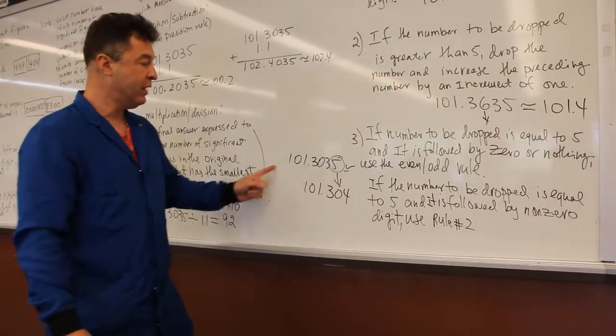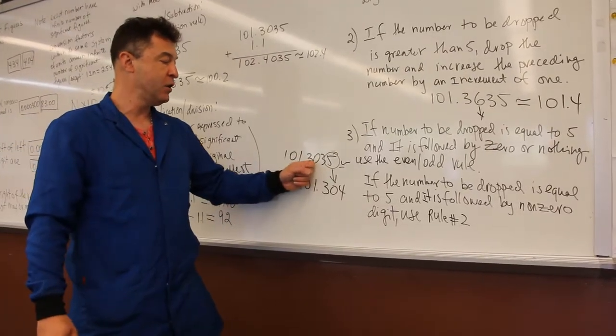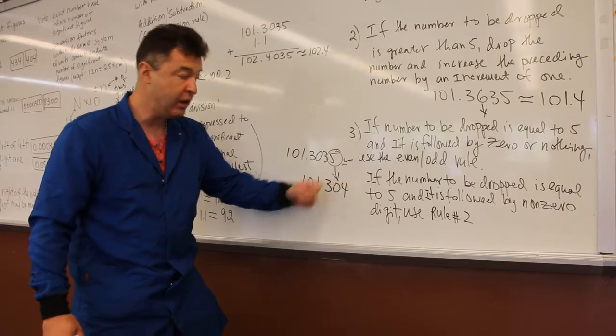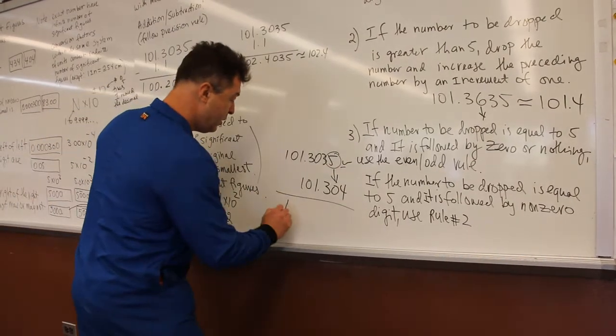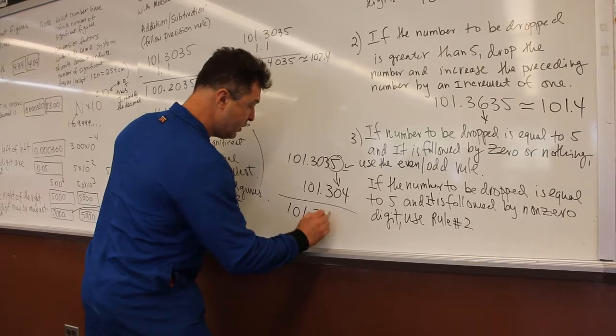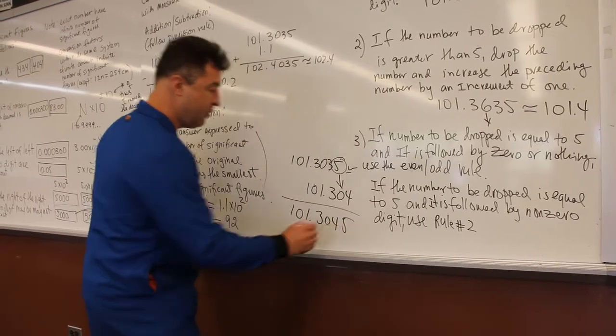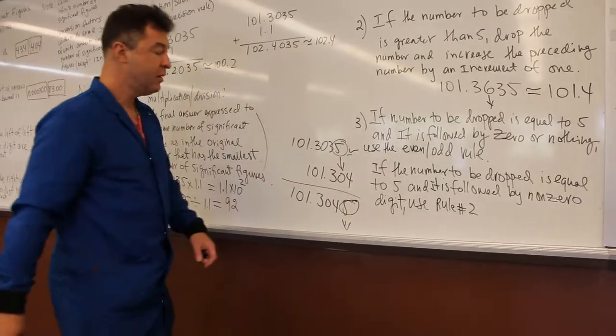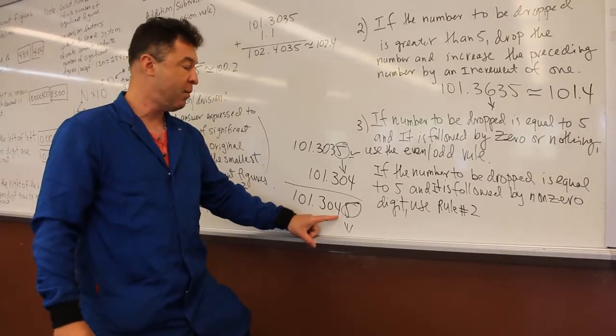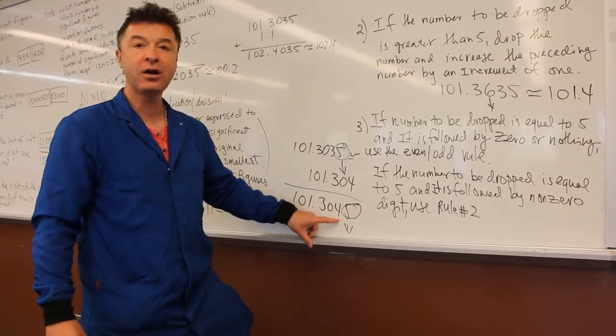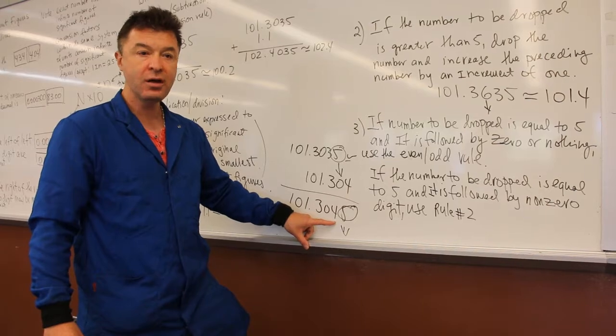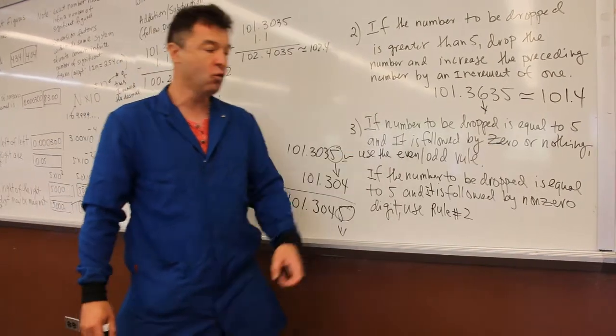But what if it were here 101.3045? Okay, for example, 101.3045. And so if I'm gonna drop now this 5, and this is now an even number, I will drop the 5 and leave the 4 unchanged, the even number unchanged. So that's what it means now, the even-odd rule.